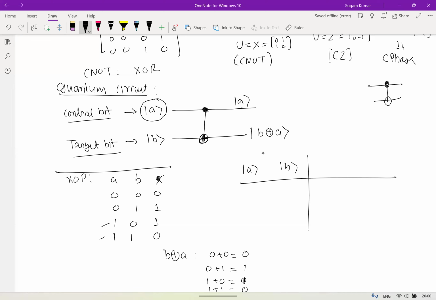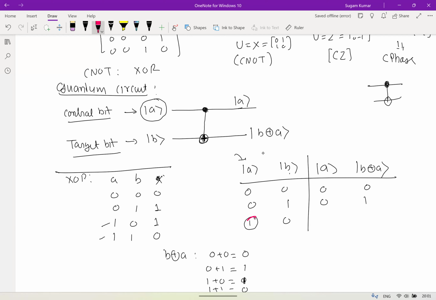So here you can see 0 and 0. Now this output is A, and the other output will be here. As such, it will remain 0, and this is also going to be 0. With 0 and 1, this is going to be 0 and this is going to be 1. With 1, 0: now you can see this is a control bit, this is controlling the target. Now when the control bit is 1, be careful now.